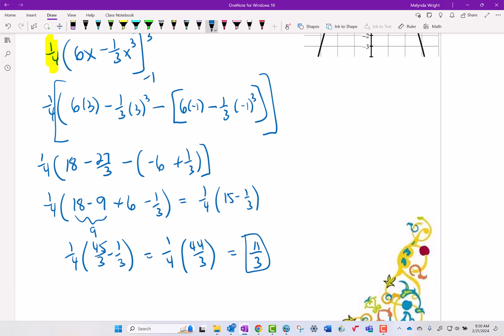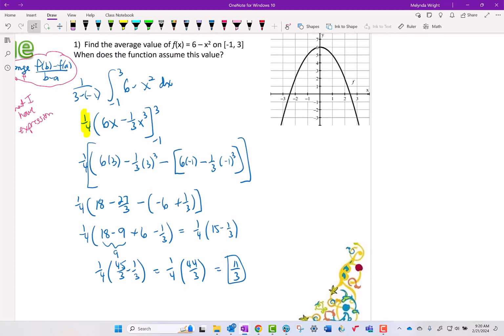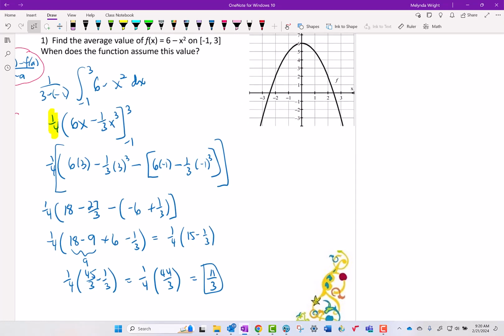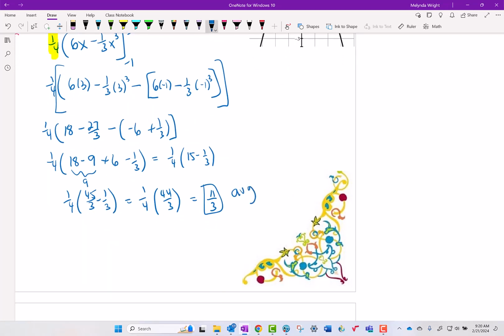That's a lot of arithmetic. Hopefully I did that fine. Oh wait, did y'all see any bad arithmetic? Okay, I'm going with it's okay. So the question is, when does the function assume this value? All right, so let's make a note here. This is our average y value. That's what we just found. Okay, 11/3 is the average y value.